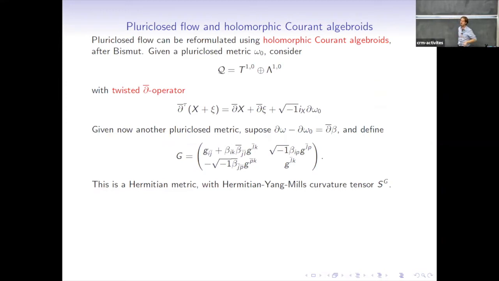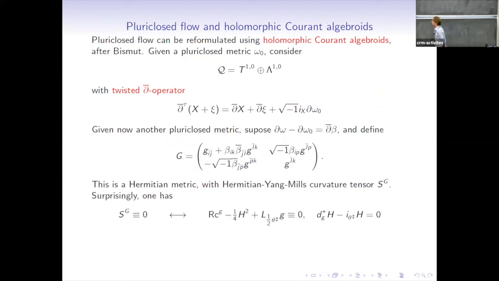So there's no funny business here with the theory of connections and curvature. I immediately get a Chern connection. It has a Chern curvature, and then it has a contraction, which I call the Hermitian-Yang-Mills curvature, S, or S superscript G.